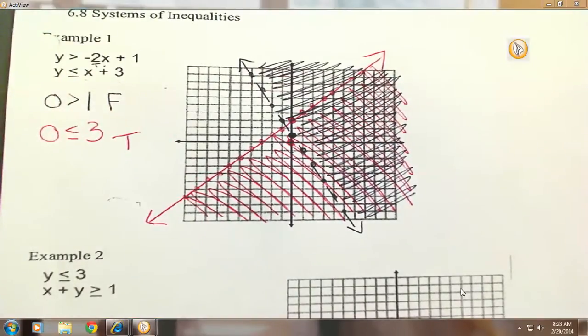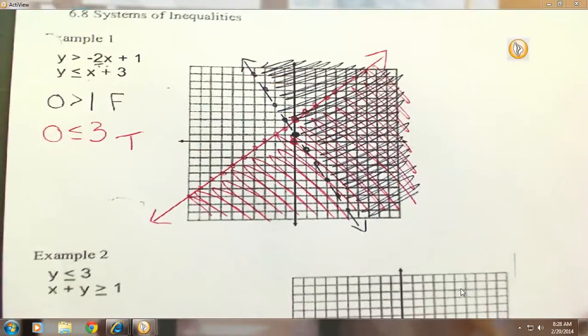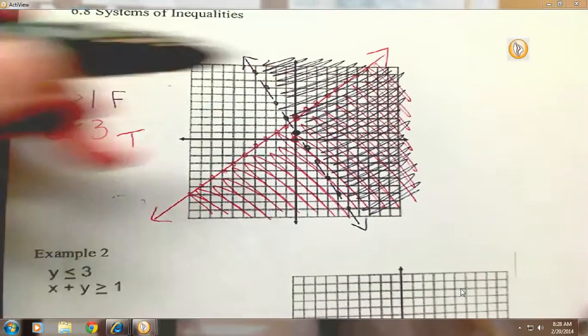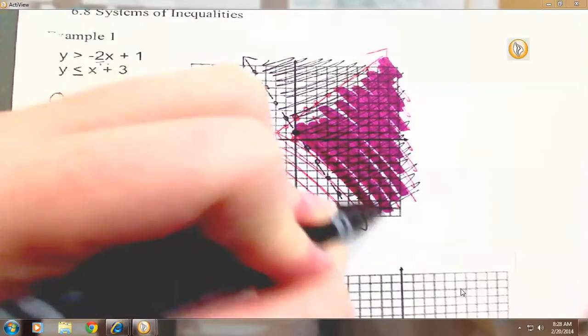So when we graph these, where's your solution? The side that's shaded with the color. Where the shadings overlap? Right in here. I'm going to use a third color just to shade in that area.